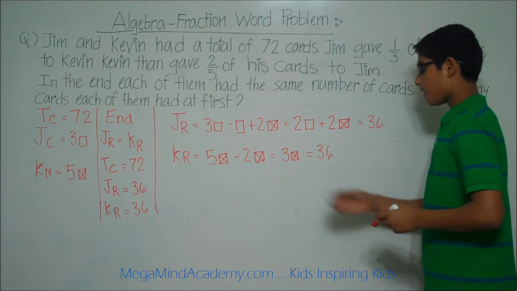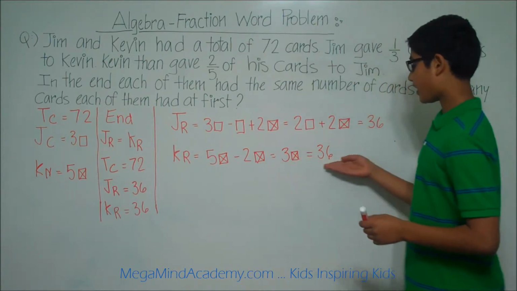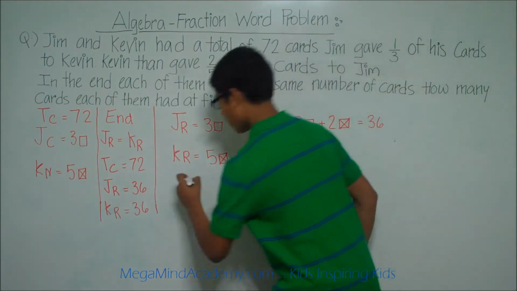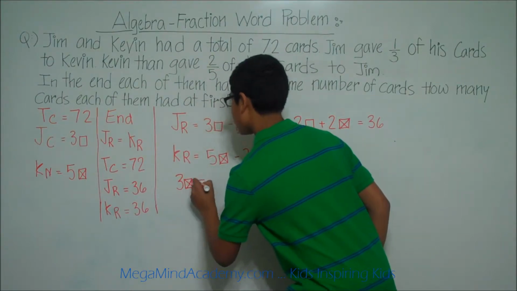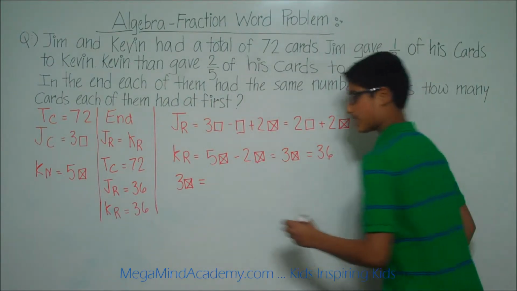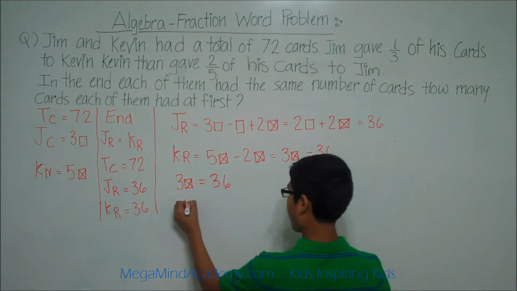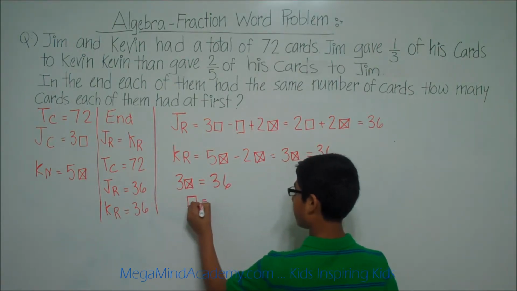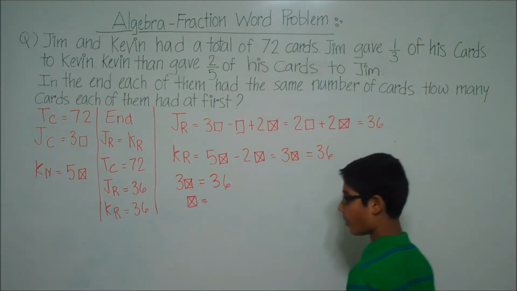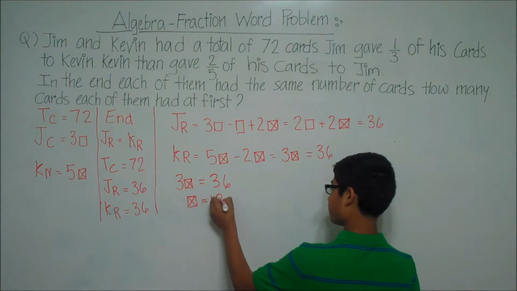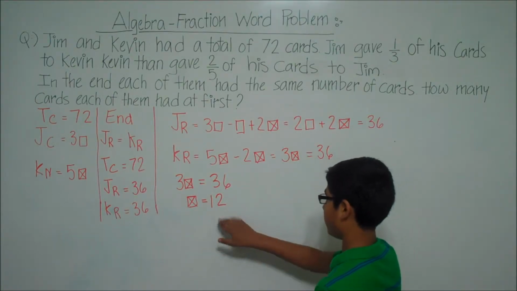Now, let's rewrite this equation down here. 3 boxes is equal to 36. So 1 box is equal to 36 divided by 3, which is equal to 12. So this means that 1 box is equal to 12.